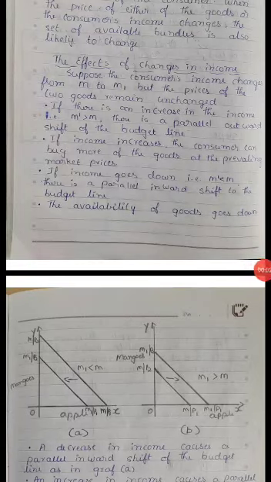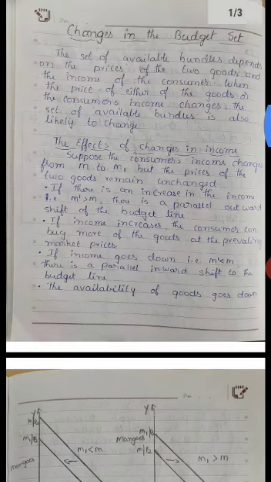Good morning, students. Last class we studied the change in the budget set. There are two reasons for a change in the budget set: one, when the income changes, and another, when the price of the commodity changes. When income changes, it can be increasing or decreasing. Both will affect the consumer's budget set.